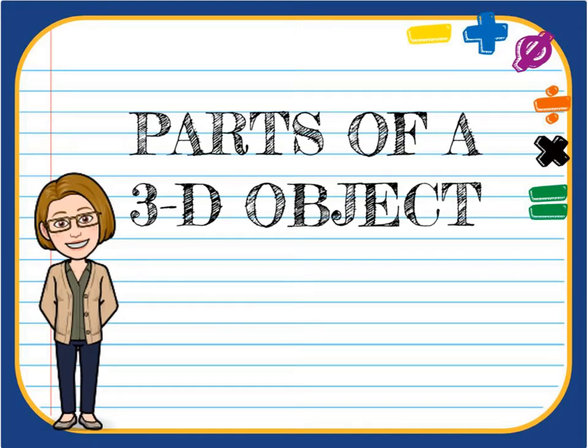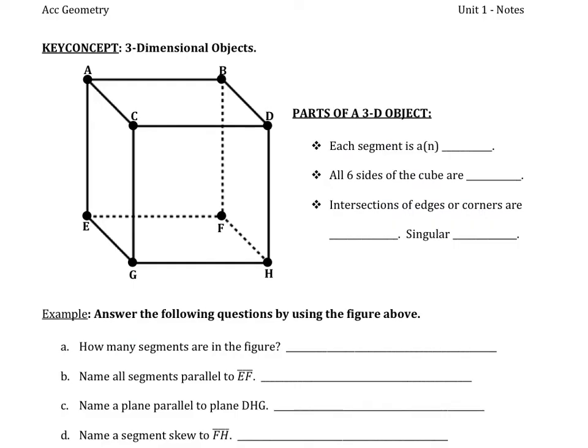So we want to take a look at parts of a 3D object. When we're looking at a 3D object, we want to be able to pull out certain parts, and we also want to be able to refer to the object using appropriate vocabulary. So each segment in this object, I'll highlight a segment here, is what we refer to as an edge.